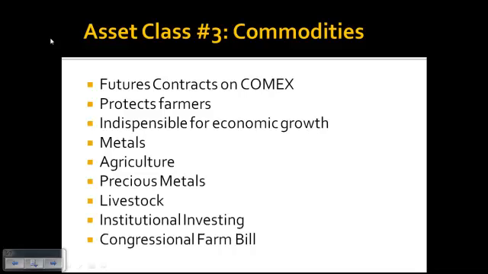All right, asset class number 3 is called commodities. Commodities come in different shapes and forms, and for the most part, commodities are really futures contracts traded on the COMEX. It is global. Commodities are global. They're trading 24 hours a day in various exchanges across the globe.